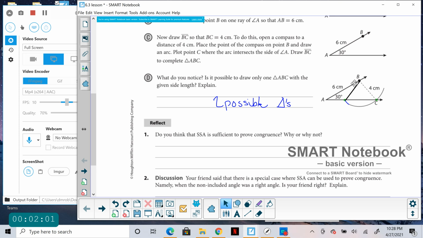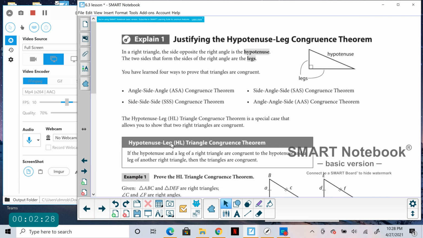And of course, where it lands will decide what angle C is going to look like, whether it's acute or obtuse. So the side-side angle congruence theorem is not valid because there's a possibility of 2 triangles with those measurements. And so it's not enough to prove your triangles congruent. Okay, let's look at the last congruence theorem.